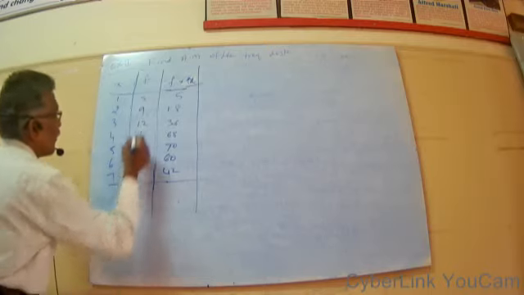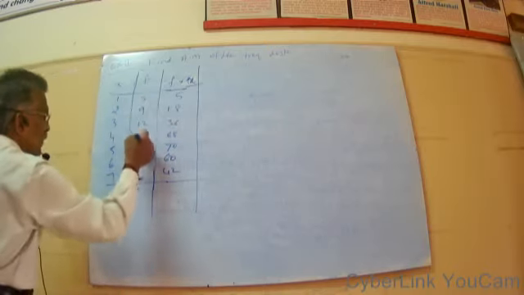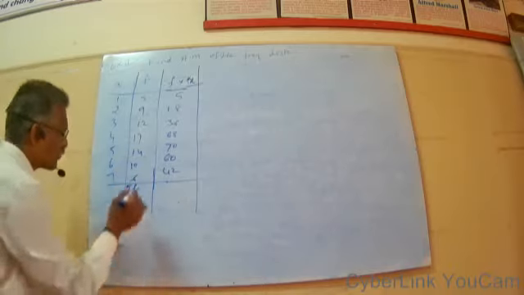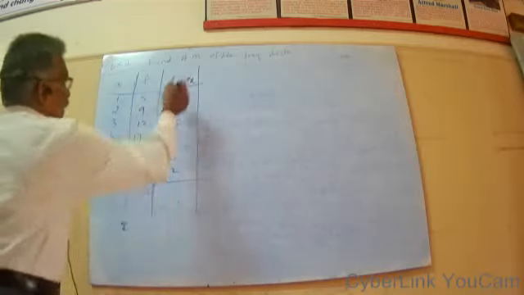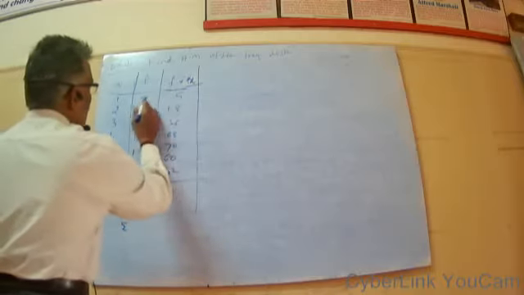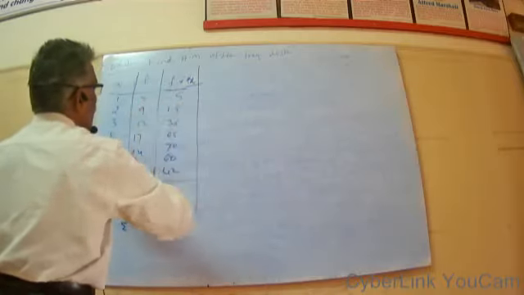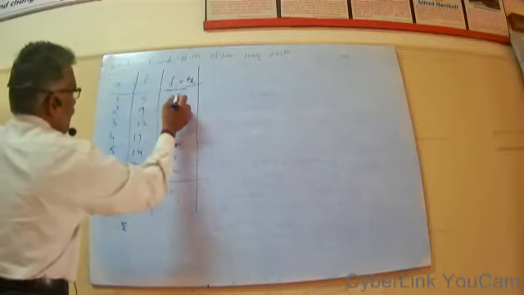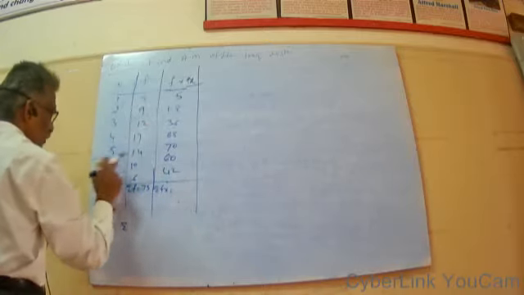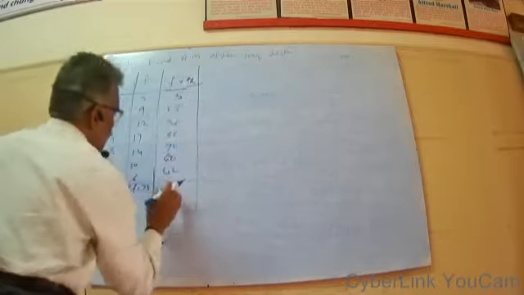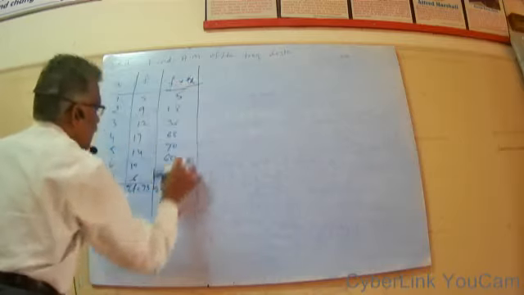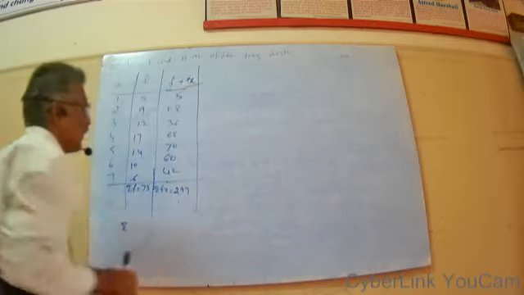What is the sum of f? It is 5 plus 9 plus 12 plus 17 plus 14 plus 10 plus 6, which equals 73. Similarly, we take the sum of f into x. This is the sum of all these f into x values, that is equal to 299.